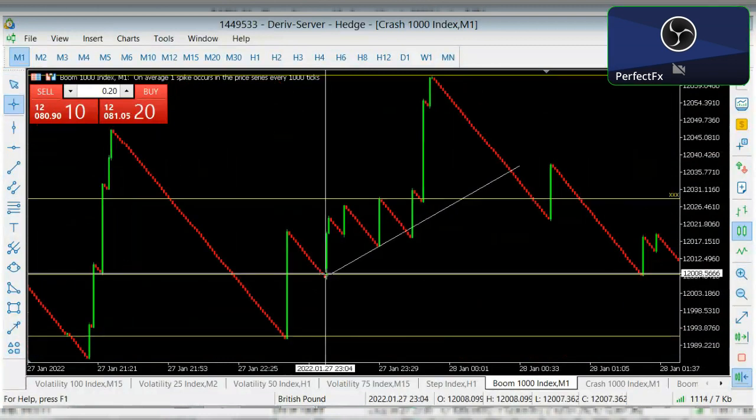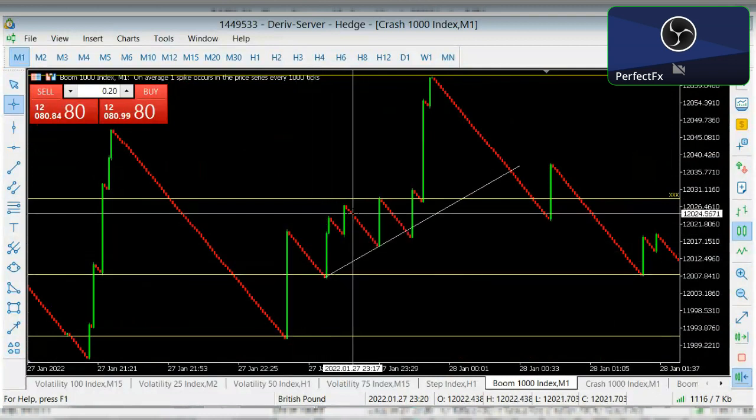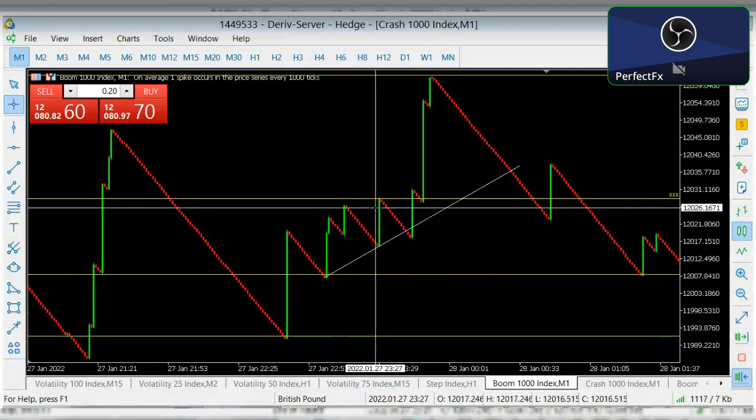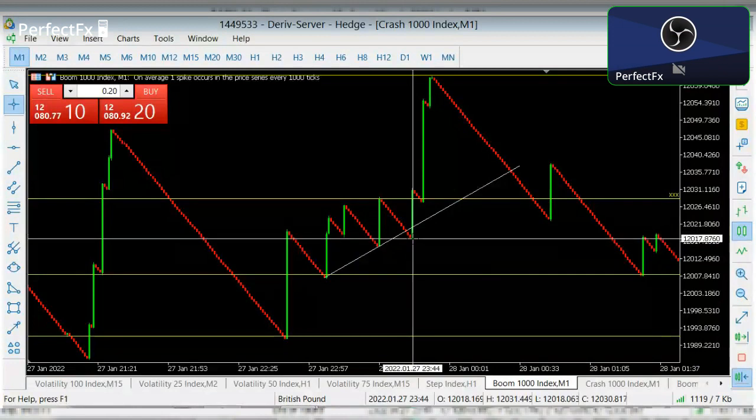We have entered at this point. Can you see? First touch, break of structure. Second touch, break of structure. Can you see the third touch? It did spike immediately. It touched the trend line. It was just 2 candles to the downside and then spike, spike, spike.